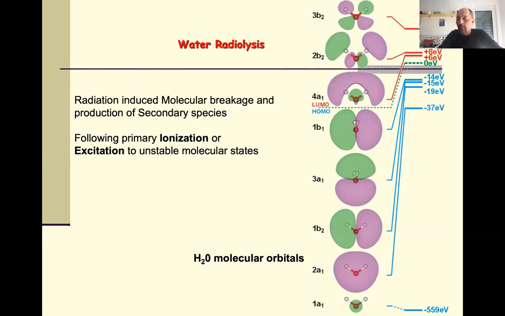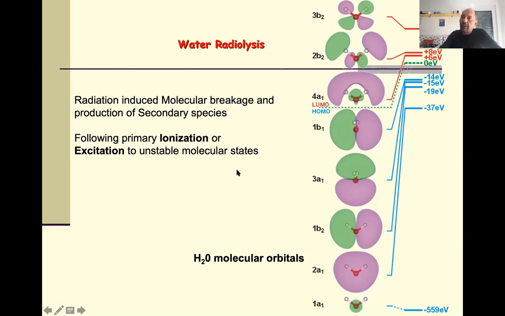These are the molecular orbitals of the H2O molecule, and you can see the different energies. This is the basic level at 600 electron volt, but you see the first orbital is at 37 electron volt, then you have 19, 15, 14 are very close, and this is the level. Here you go into excited states.